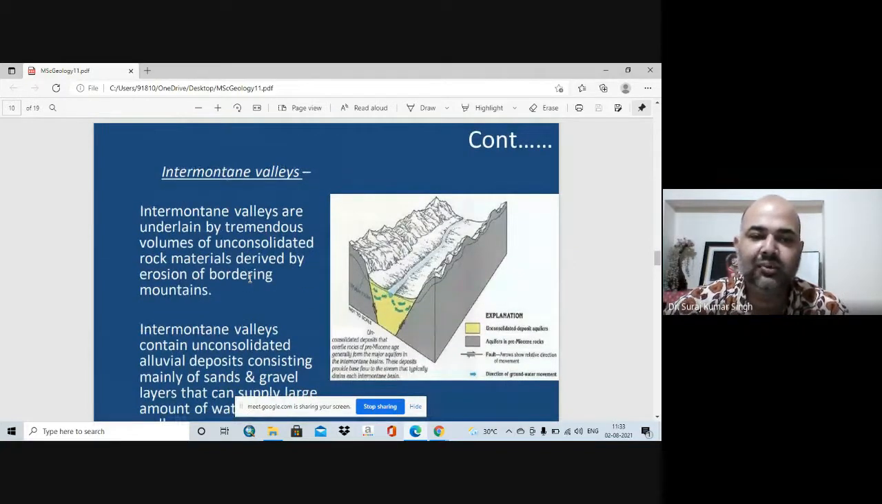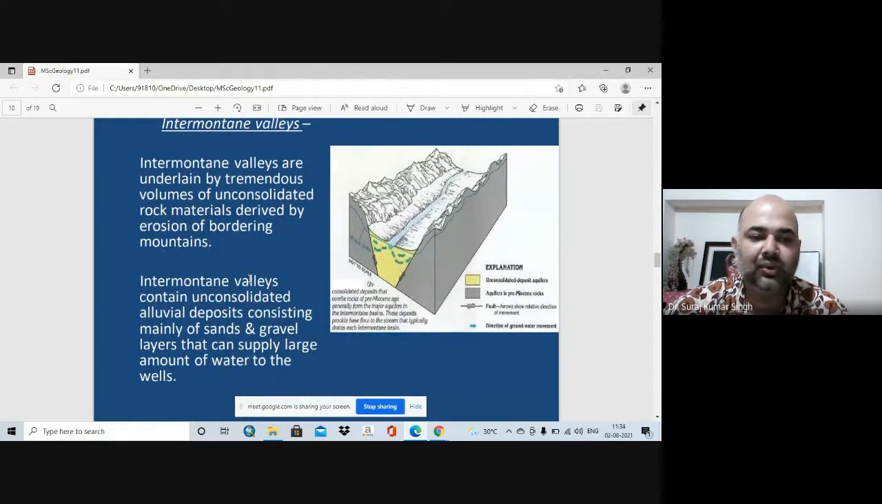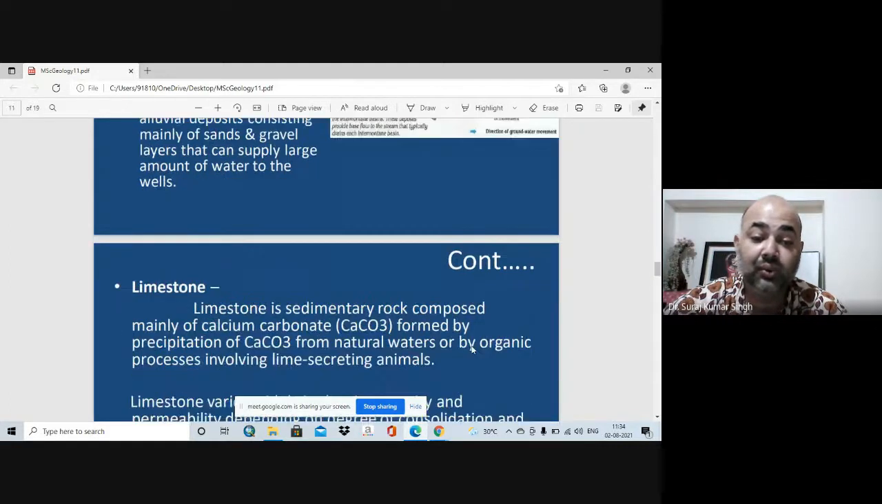Then you have intermontane valleys. So intermontane valleys are underlain by tremendous volumes of unconsolidated rock materials derived by erosion of bordering mountains. These valleys contain unconsolidated alluvial deposits consisting mainly of sand and gravel layers that can supply large amounts of water to wells. So you can see through the diagram how these intermontane valleys allow the water to get deposited into the underground water table.